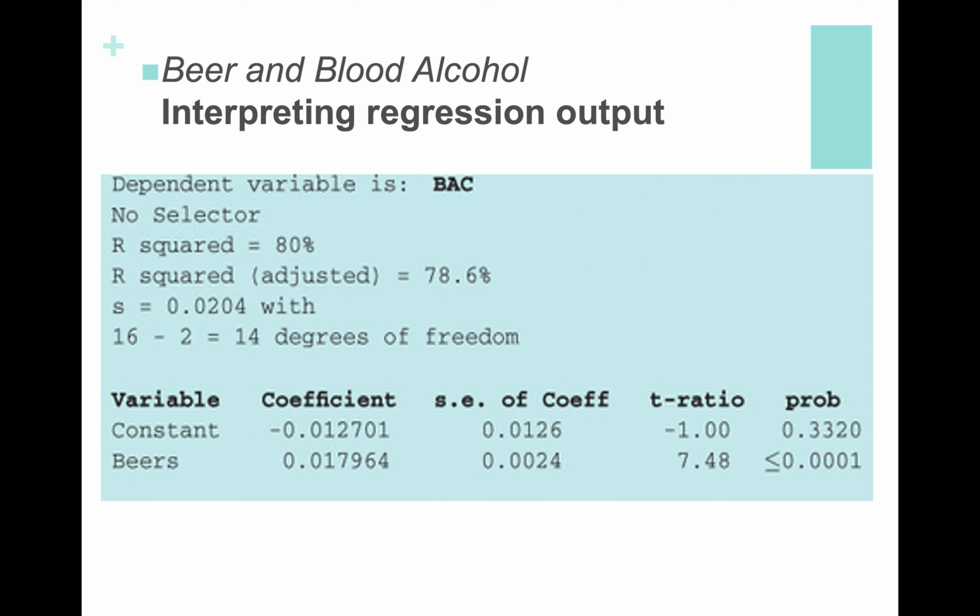So here's the output. So we're going to look at how to read this. So we can look and see that down here under coefficient, we have the y-intercept, negative 0.0127, and our slope right here, the coefficient next to beers, since beers is our x value, number of beers they consumed. We also see s up here, 0.0204, that seems pretty small, r squared of 80%, which is decent.